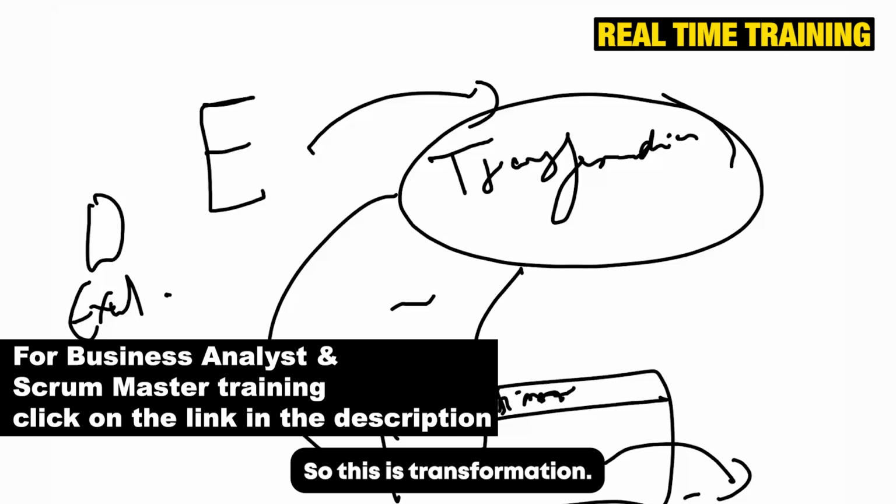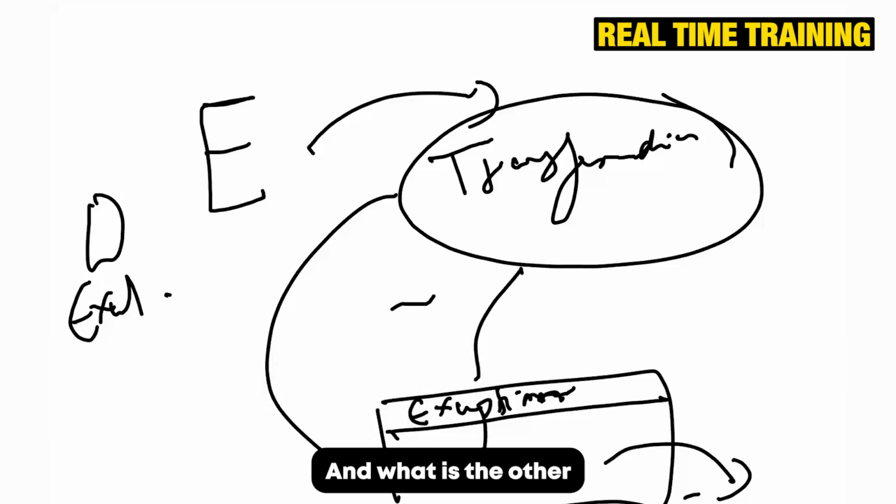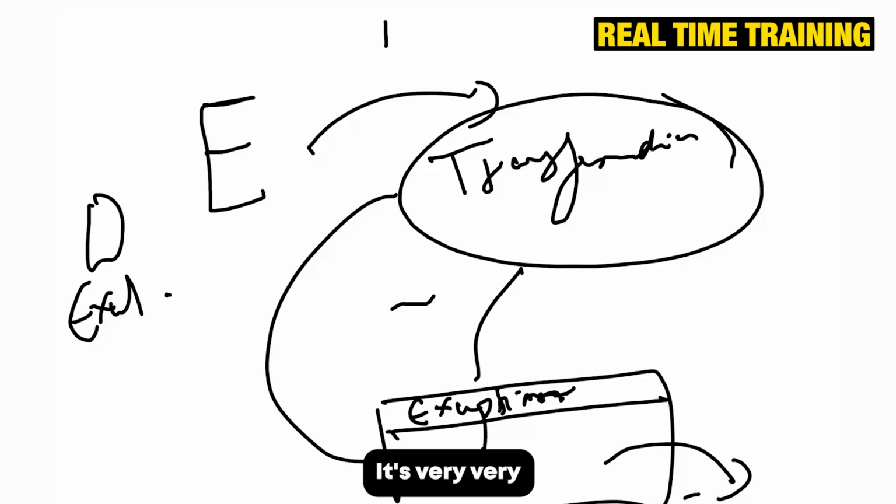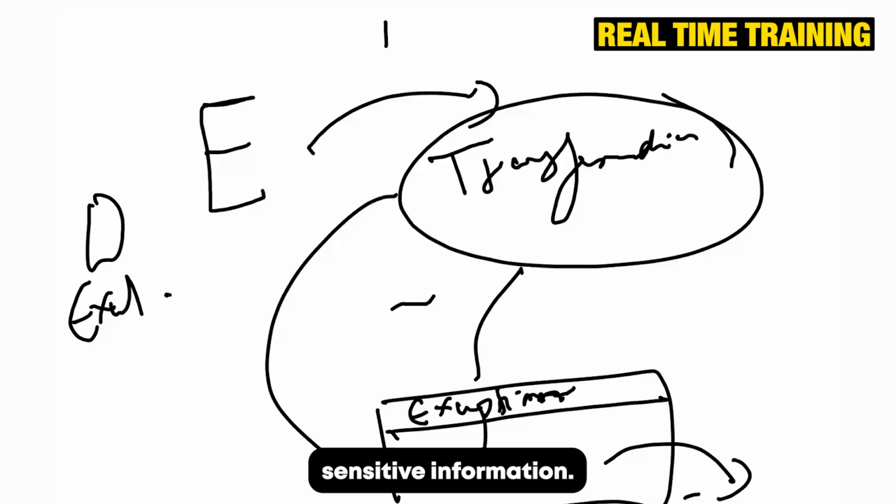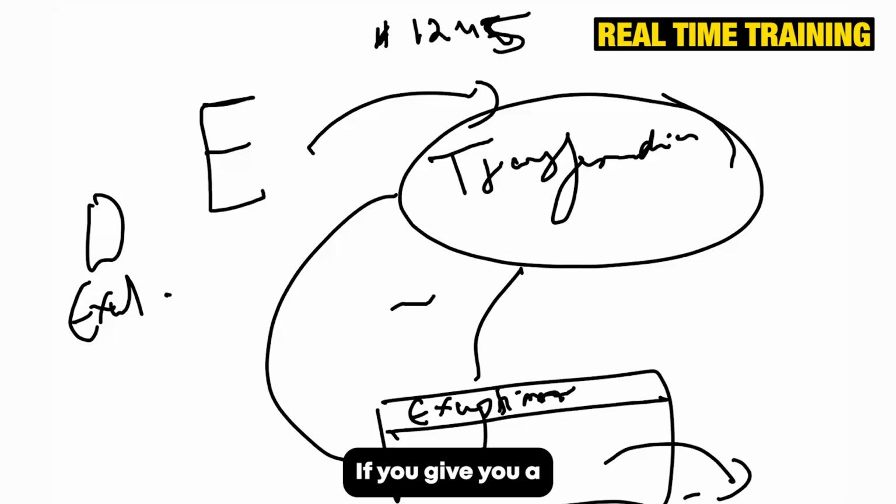So this is transformation. And what is the other kind of transformation? Let's say, for example, we are extracting data. The data has SSN number, right? It's very sensitive information. If you give your SSN number, first name, last name, date of birth, they can actually get a loan for $10 million and make you liable for it. If you don't have a very good legal team, you could actually end up in trouble.